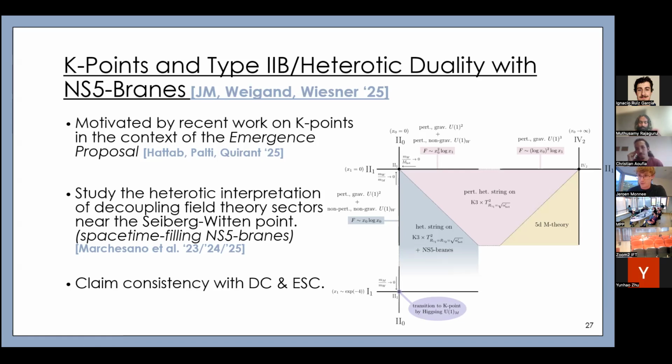But to be honest, I am not 100% sure on, for example, what happens to the NS5 brane in this limit. I think that is something that we would like to understand better. I hope that gives some answer to your question. Yeah, that's perfect. Thank you.